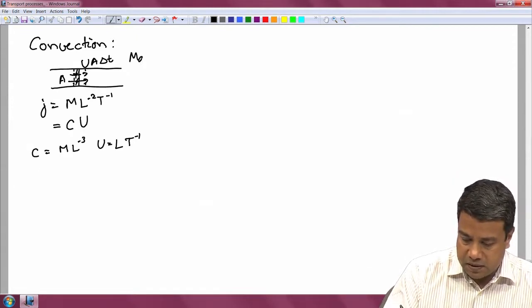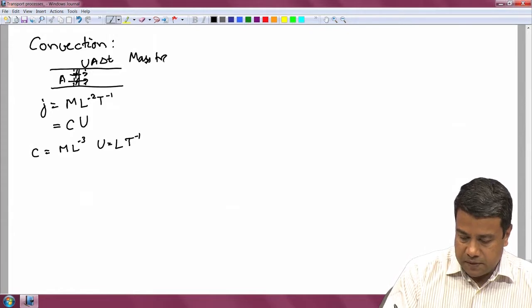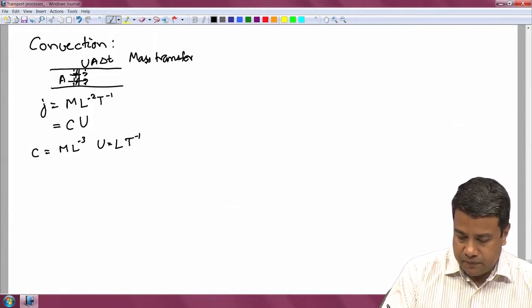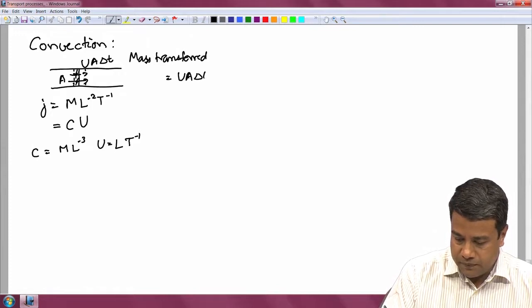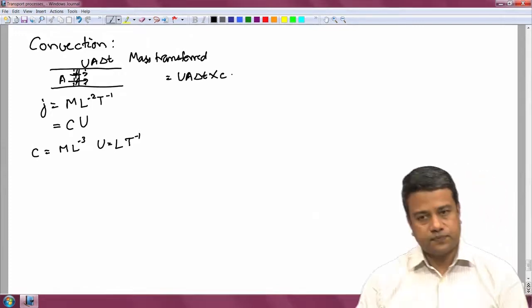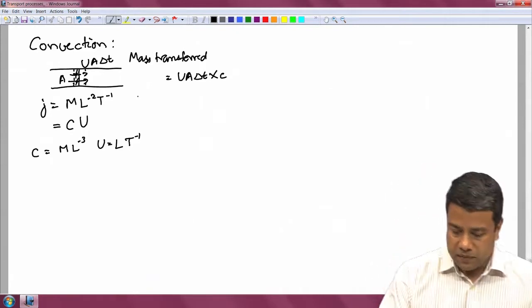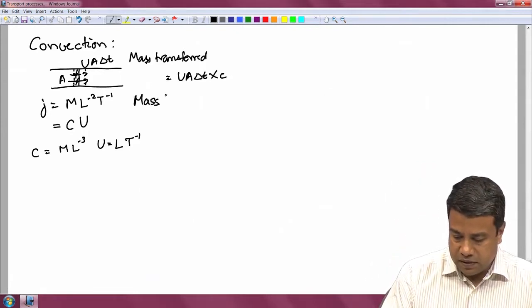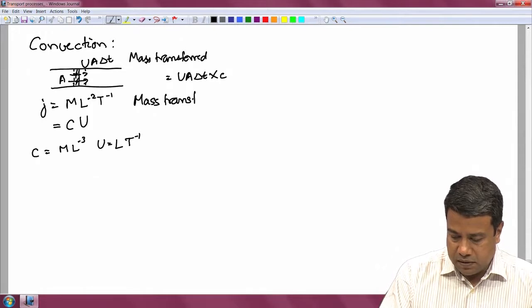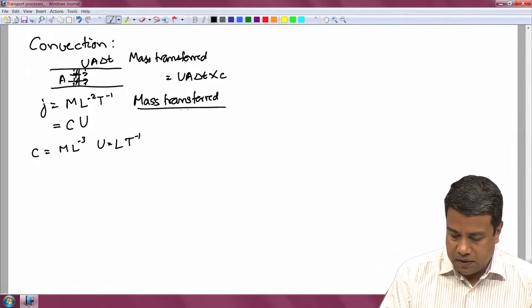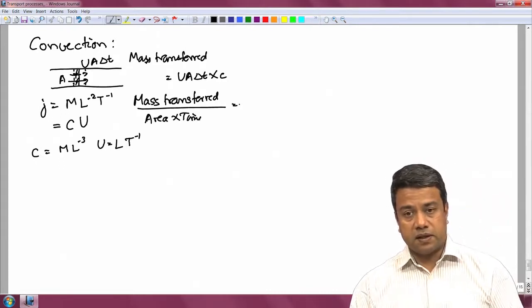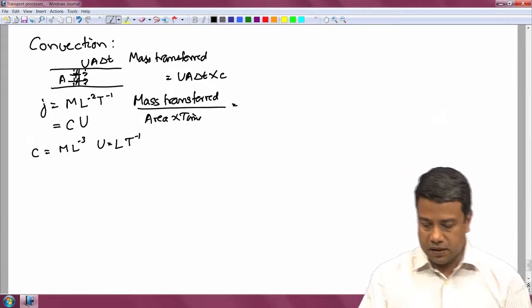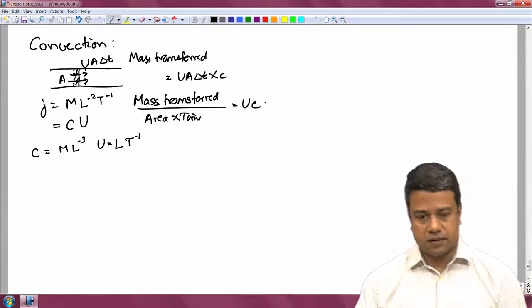So, mass transfer is equal to the volume into the concentration. Therefore, the mass transferred per unit area per unit time, you have to divide by the cross sectional area A, divide by time delta t, and you just get u into the concentration.